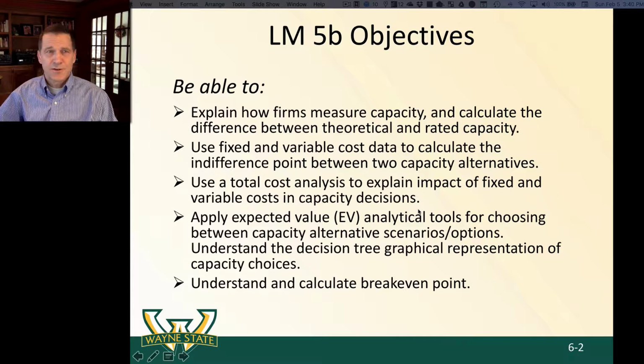So for this section, 5B, we want to learn and be able to explain how firms measure capacity. We'll look at one technique of that and calculate the difference between theoretical and rated capacity. You should know the difference technically and also be able to calculate it. Use fixed and variable cost data to calculate the indifference point between two capacity alternatives. And in fact, we will use fixed and variable cost data in a number of the models. So make sure that you understand fixed and variable costs.